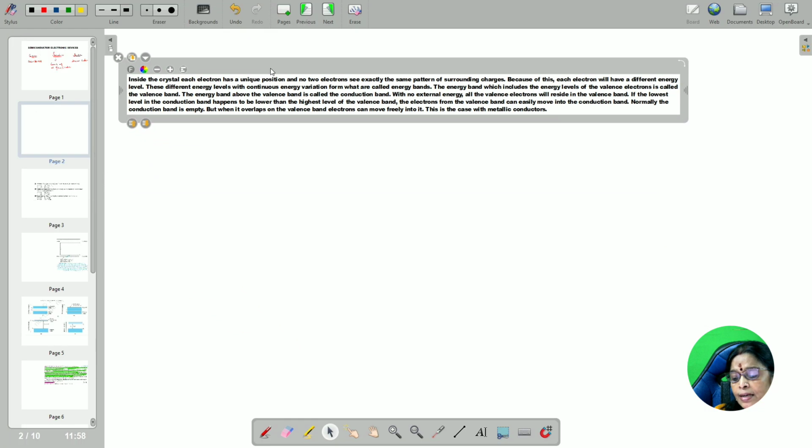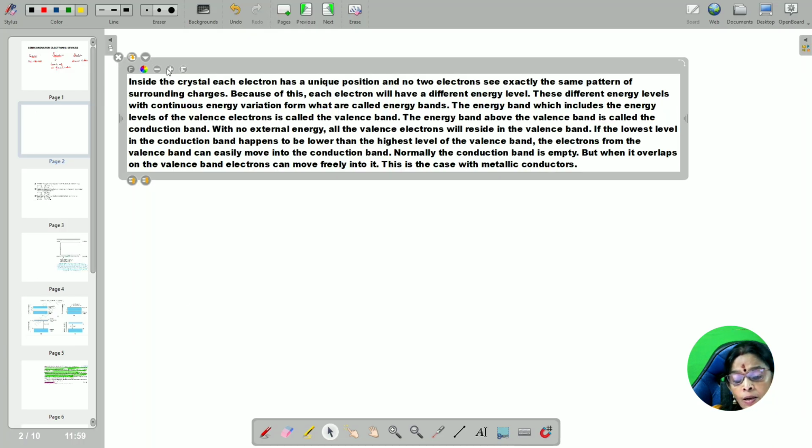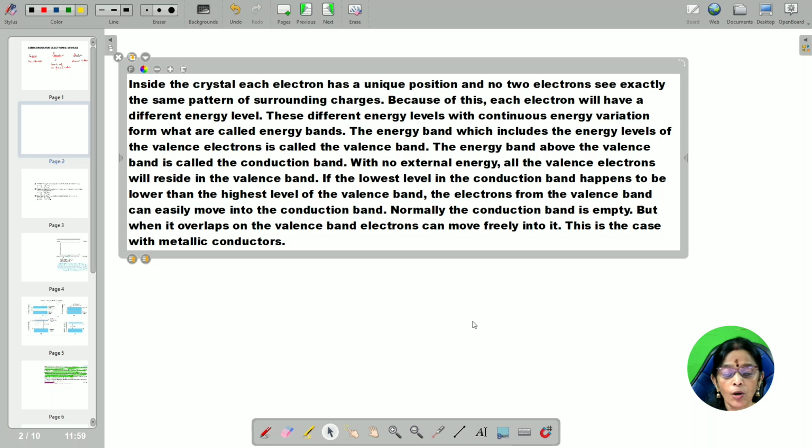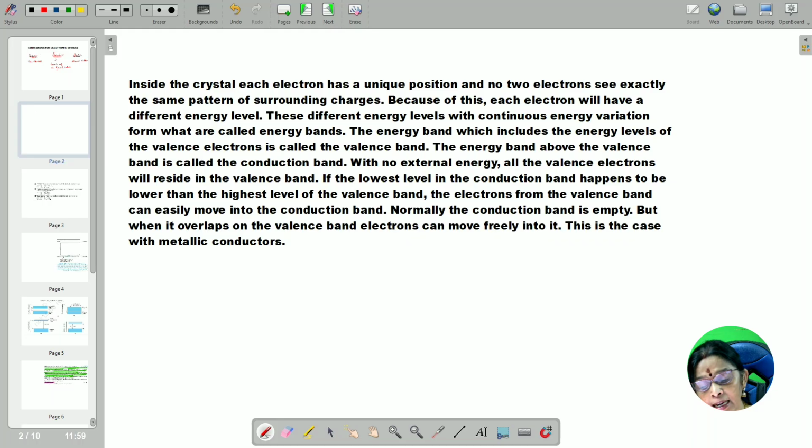So, inside the crystal each electron has a unique position, and since no two electrons see exactly the same pattern of the surrounding charges, each electron will have a different energy level. Therefore, these different energy levels with continuous energy variation are called energy bands. I have already told you this about each and every electron.